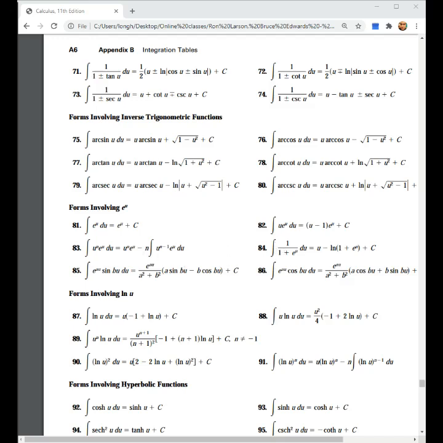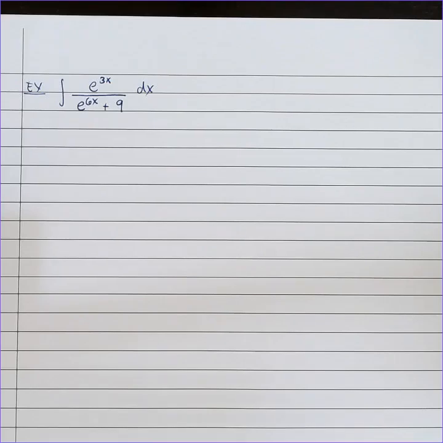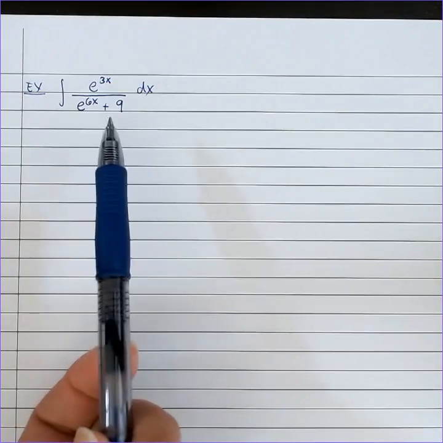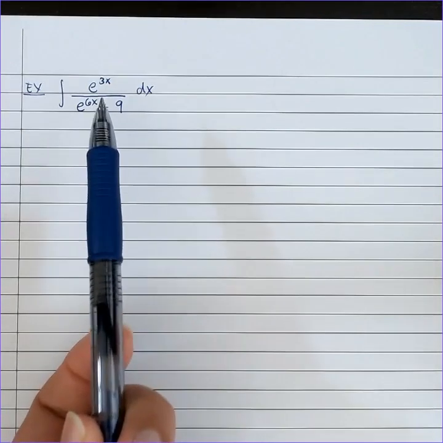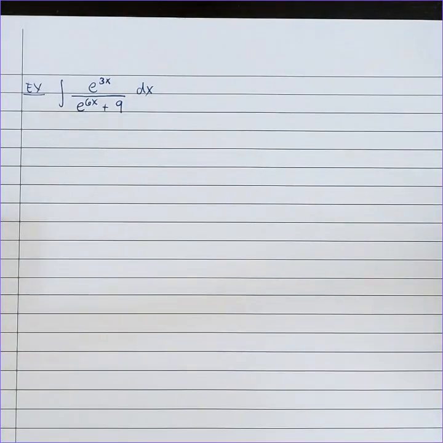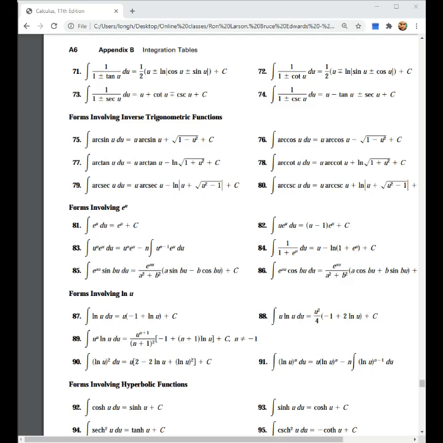My problem looks like this. I have an exponential on top and an exponential plus a constant on the bottom. These aren't even the same exponential, but whatever. e to a power over e to a power plus a constant. But none of those look quite like that. This one comes pretty close, but it's not really correct.